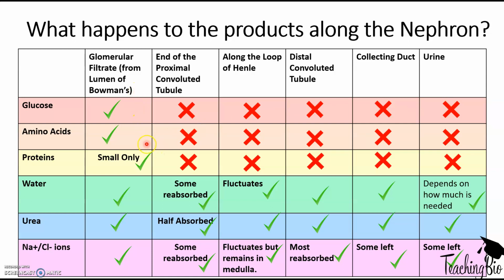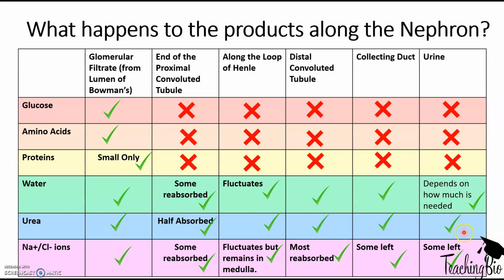Similar story with amino acids. And then again, proteins, you shouldn't have proteins in urine. If you do, there's some form of damage. Where will the damage be? Well, if you've got large proteins, the likelihood is the damage is at the level of the glomerular filtrate, because that should act as this filter, this sieve stopping the proteins moving in. And then the water, obviously there'll be water along the length. You will have water in your urine, and that will depend on how much obviously is needed to be reabsorbed and how much needs to be expelled.